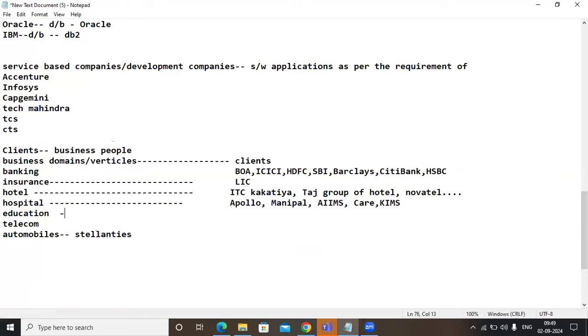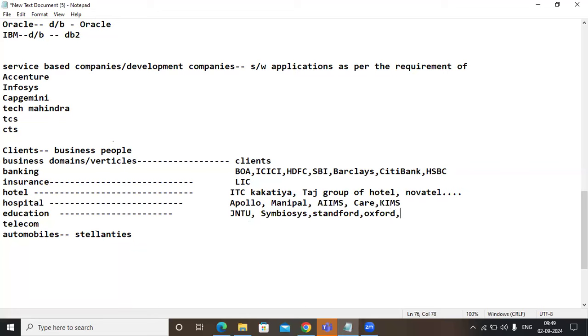Next, education. Schools, colleges, universities. JNTU. In Pune, Symbiosis. And in the US, Stanford, Oxford. Yes or no? Yes.